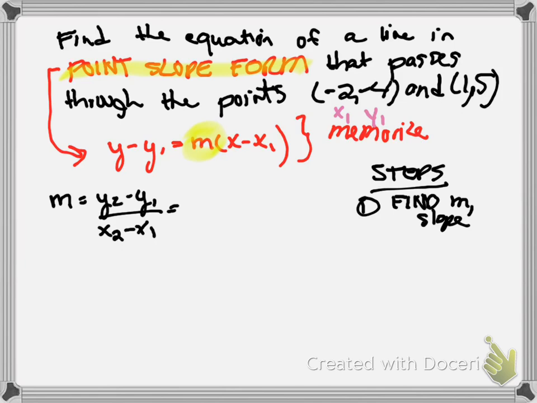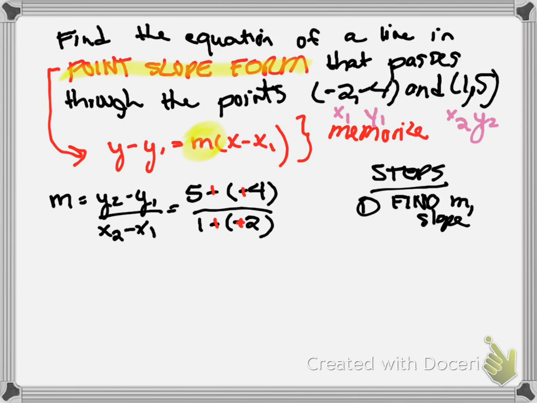So I'm going to call -2, -4 my x1, y1. And 1, 5 is going to be my x2, y2. So we have y2, that's 5, minus y1, that's -4. Make sure that you watch your negative signs. I always use parentheses when I have 2 negatives adjacent to each other. Remember, anytime you have minus a negative, those become positive.